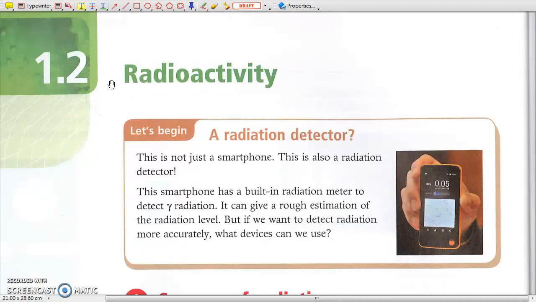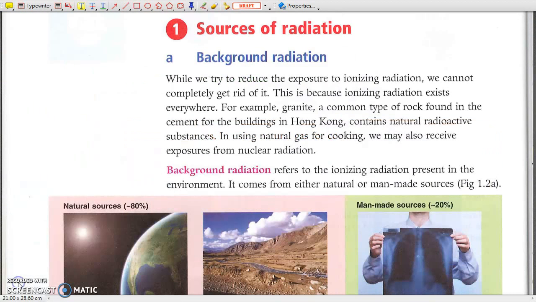1.2 Radioactivity. Let's begin. A radiation detector. The picture shows a radiation detector for gamma radiation. In this chapter, you will see other radiation detectors and use them to investigate the properties of different types of nuclear radiation.